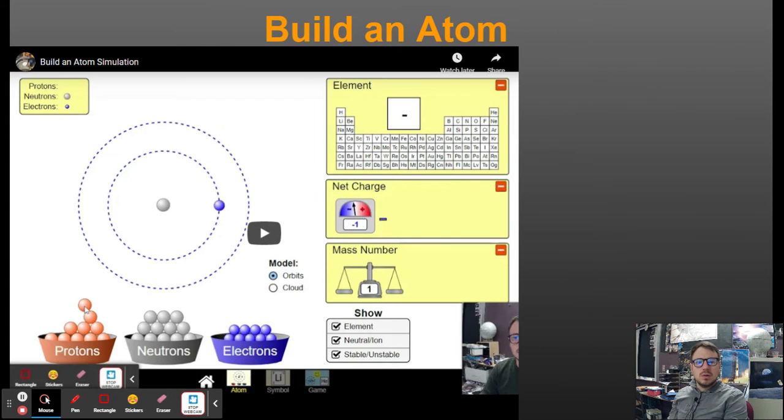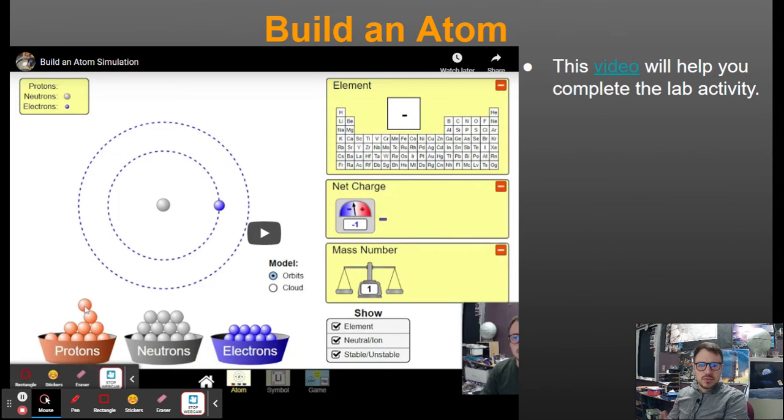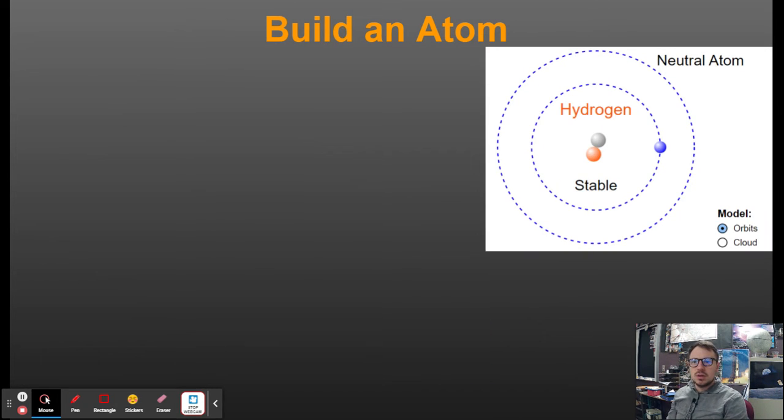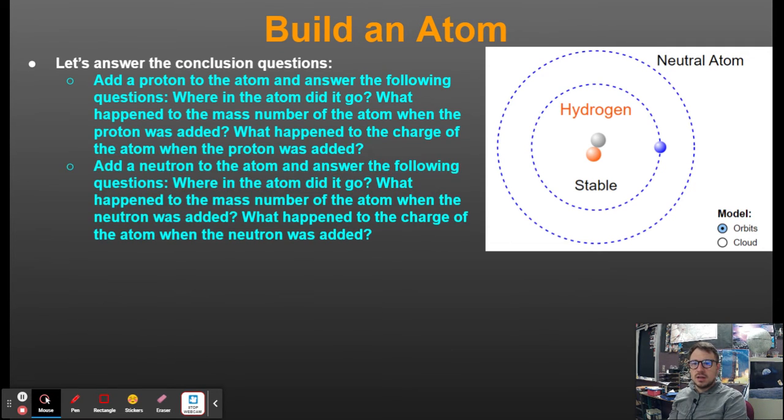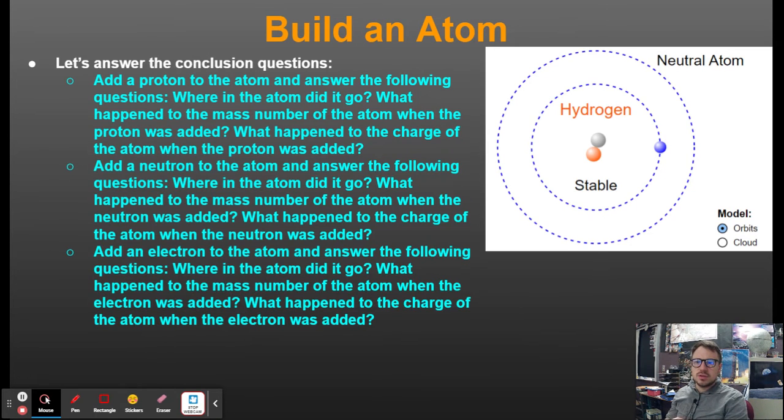All right, so this is just a quick little simulation that reinforces these ideas of where the proton goes, where the neutron goes, where the electron goes, and what they do. If you add a proton, answer the question: where in the atom does it go? It goes to the nucleus. What happened to the mass number? The mass number should increase. What happened to the charge of the atom when the proton was added, right? The charge should have gone up one. You do that for the neutron and the electron.